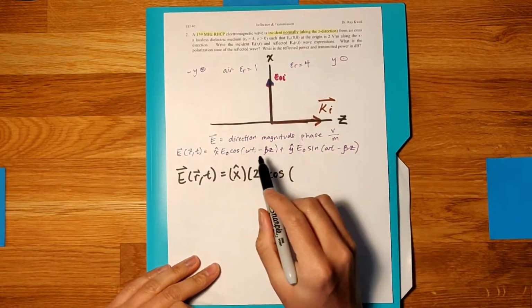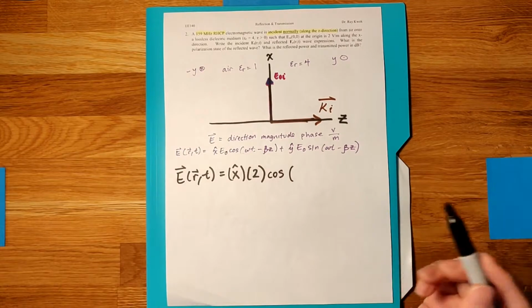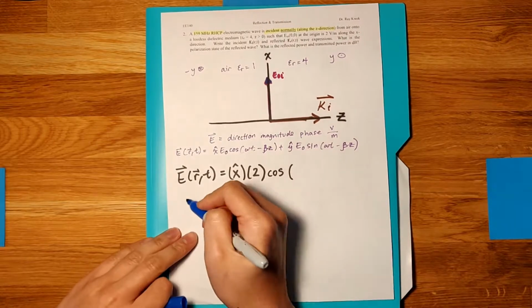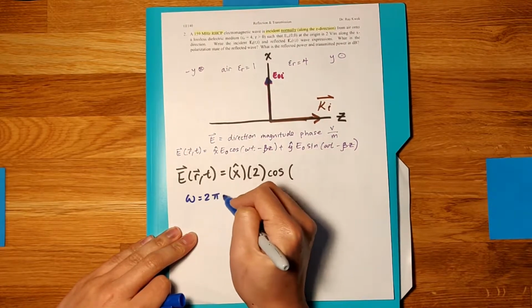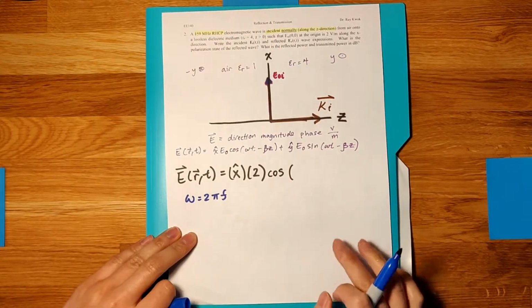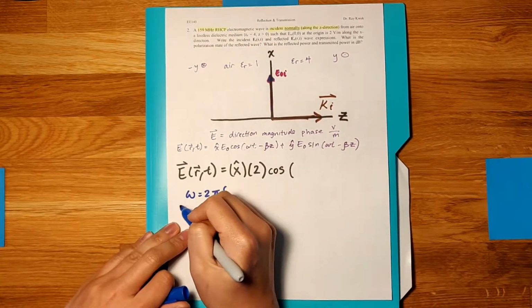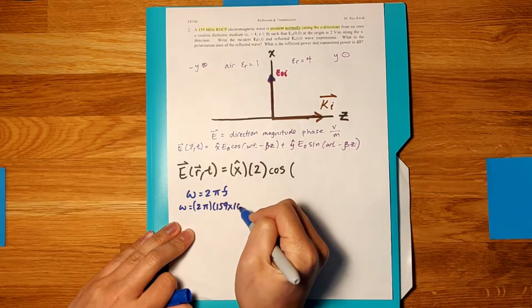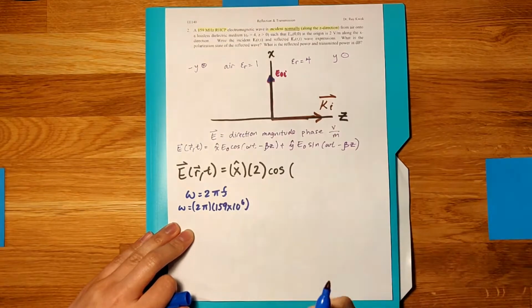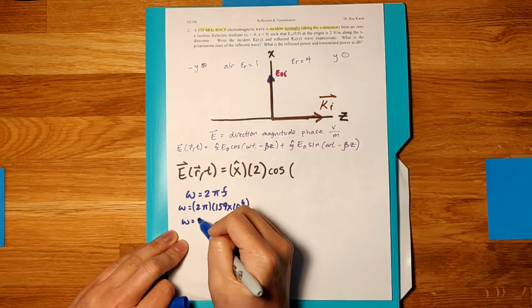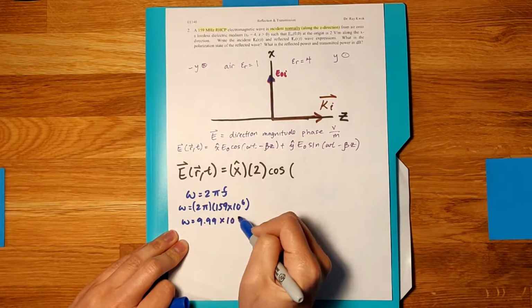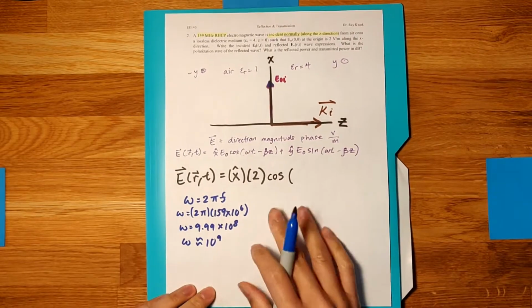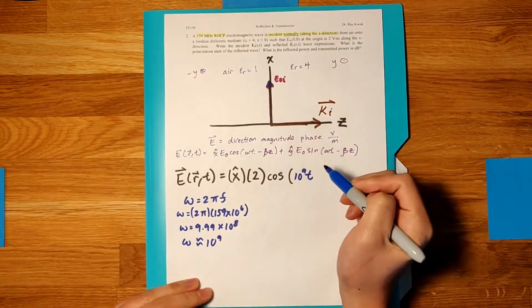And then times omega t, and the question is, what is omega? Well, we can get omega relatively easily by using the formula. Omega is simply 2 pi f, and f is given here, 159 megahertz. So omega will simply be 2 pi times 159 times 10 to the 6. 10 to the 6 comes from the mega. And this will give us 9.99 times 10 to the 8, and if we round up, omega is simply 10 to the 9. So you can just write this in our equation, 10 to the 9 t.